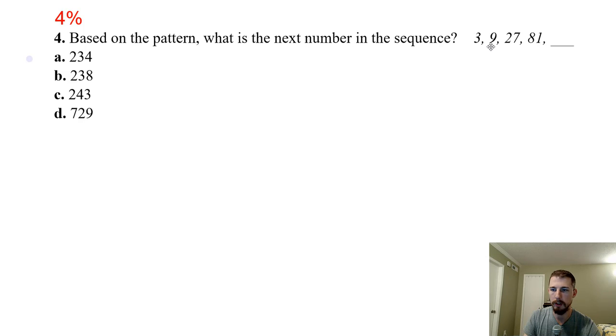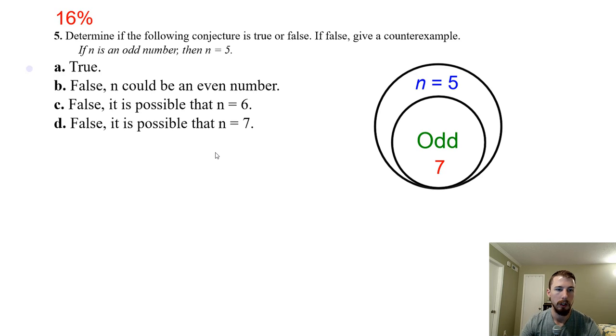So 3 times 3 is 9, 9 times 3 is 27, 27 times 3 is 81, and then 81 times 3 is going to be our answer, which I believe is 243. All right, so most of you guys figured that one out as well. Good job.